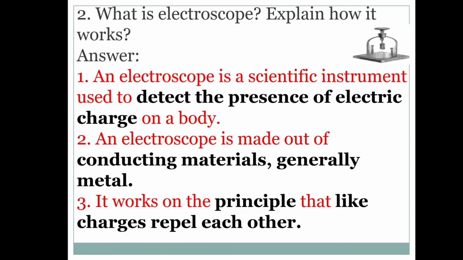Second one, what is an electroscope? Explain how it works. The answer: first we have to give an introduction. So the first point, an electroscope is a scientific instrument used to detect the presence of electric charge on a body. Second point, an electroscope is made out of conducting materials, generally metal. Third point, it works on the principle that like charges repel each other.